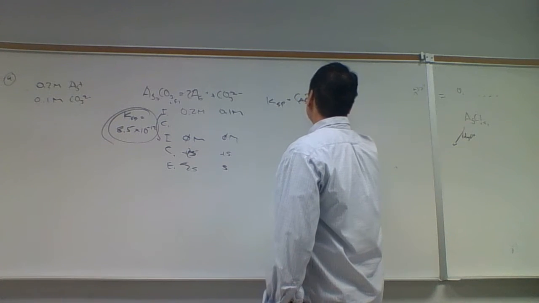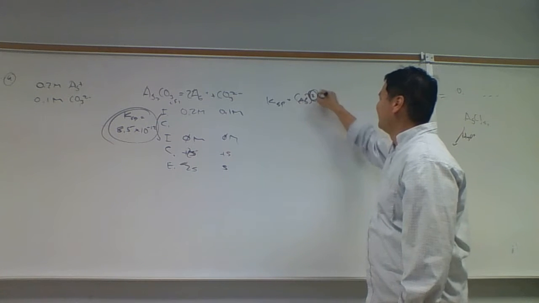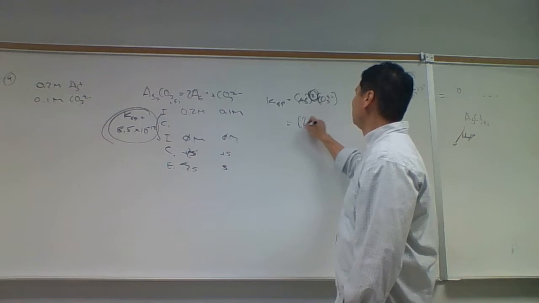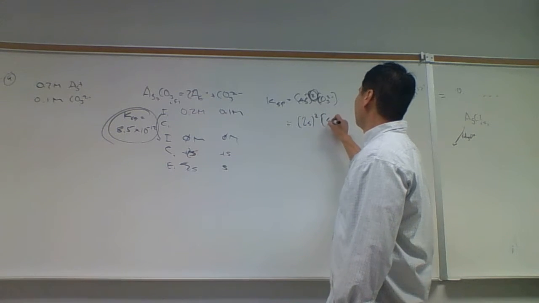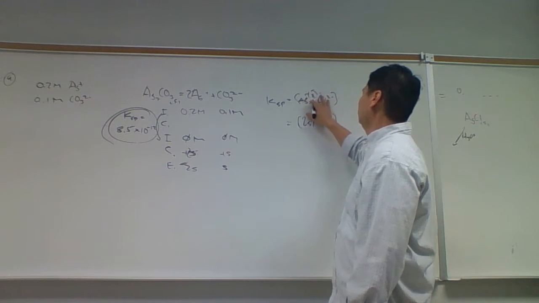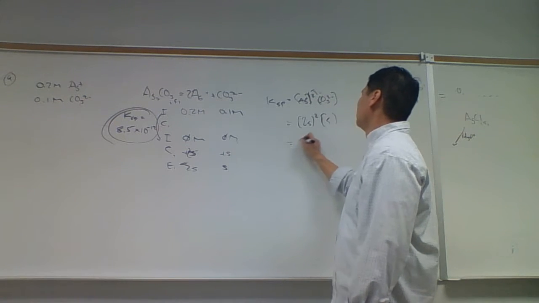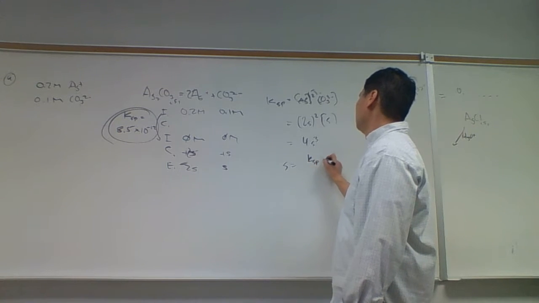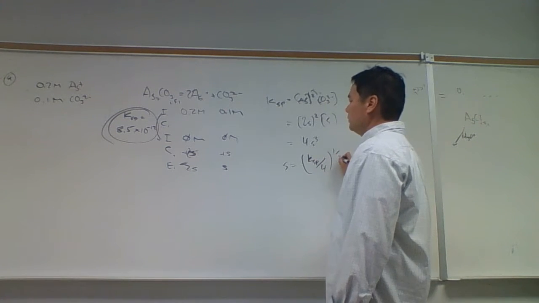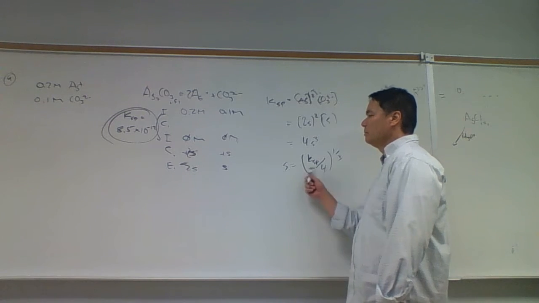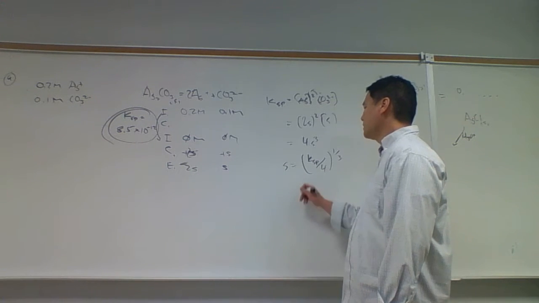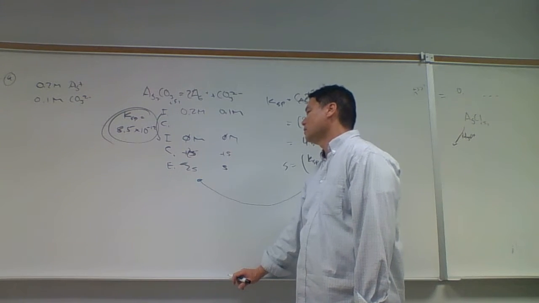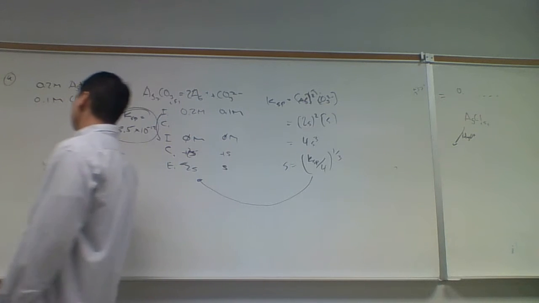concentration. A lot of people will forget this, because again, it's different than 16 and 17. And so this is 2s squared times s. So this is 4s cubed. S is equal to KSP divided by 4, to the 1/3. And so what does it come out to? Well, whatever it comes out to, then you're going to multiply it by 2 to get 2s. And then we calculate the percent that remains.